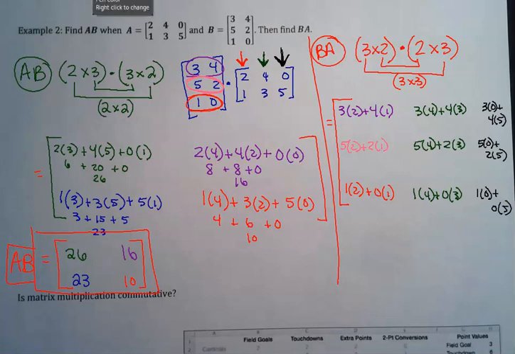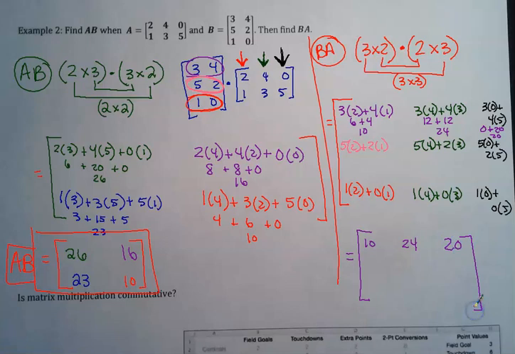Okay, so let's go through and do our math. 3 times 2 is 6, plus 4 times 1 is 4. 6 plus 4 is 10. So my number there is 10. And you can do this in any order. You could go across and do the math. You could go down and do the math. It does not matter. 3 times 4 is 12, plus 4 times 3 is 12. So this is 24. 3 times 0 is 0, plus 4 times 5 is 20. So this is 20. There is my first row.